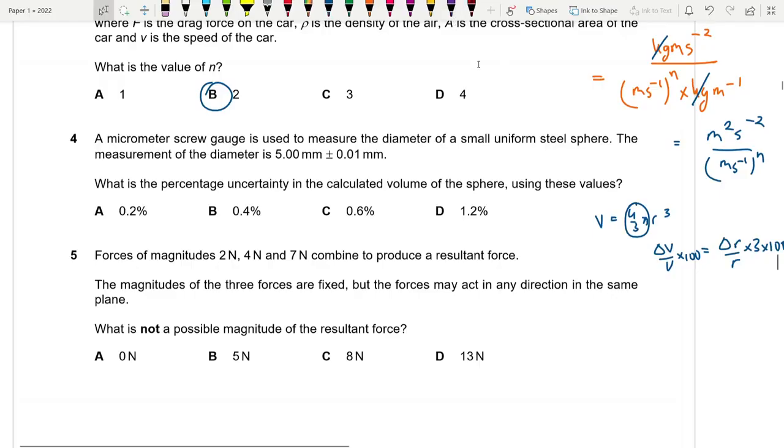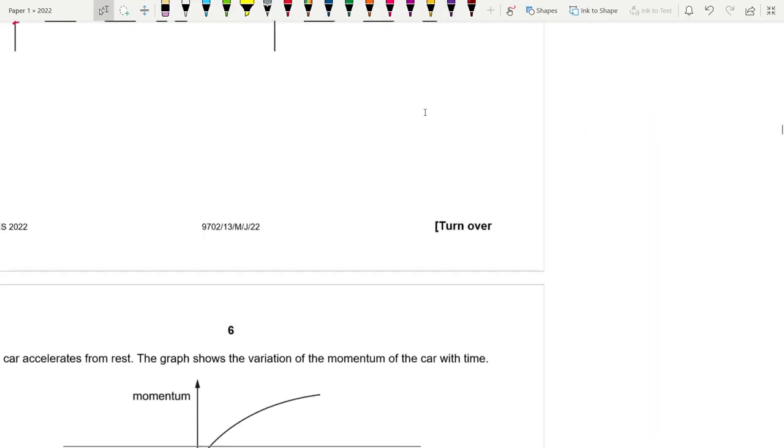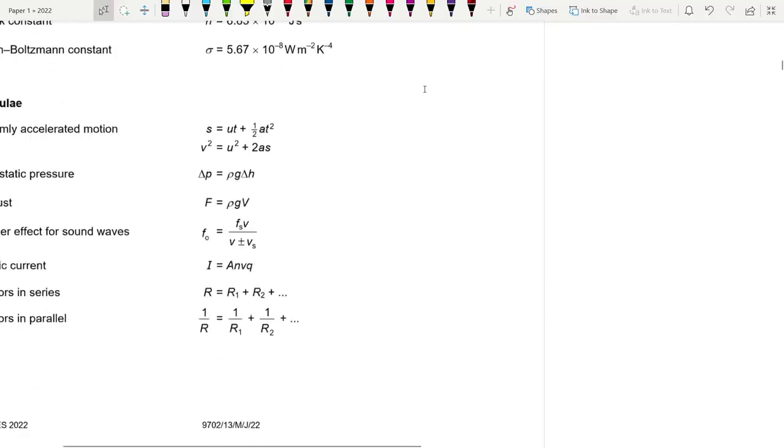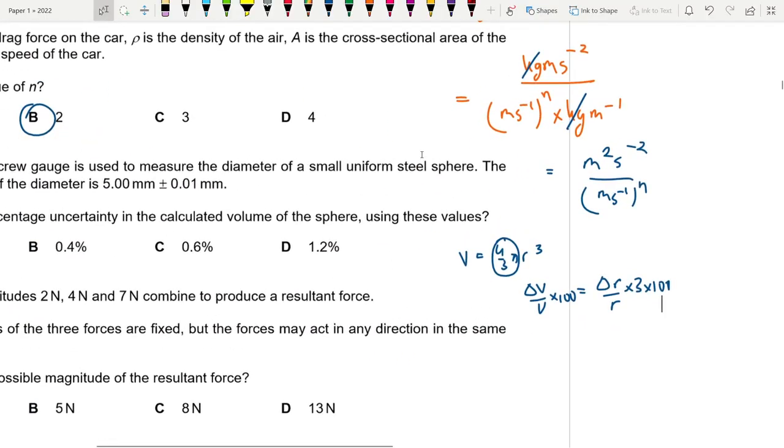Why the into 3 though? Basically because it's R cubed, right? So we have to consider R thrice. Okay, so take your calculator. By the way, this is diameter, right? So I can't really use this formula. What do we need to go for?